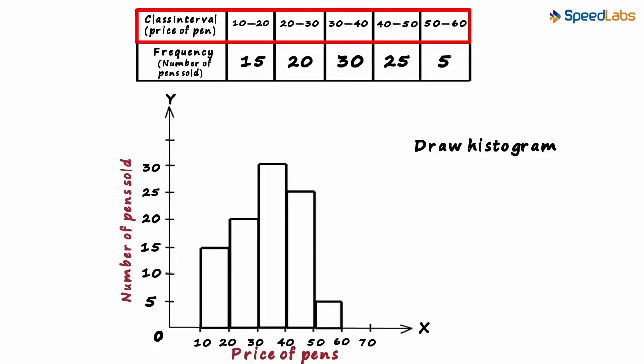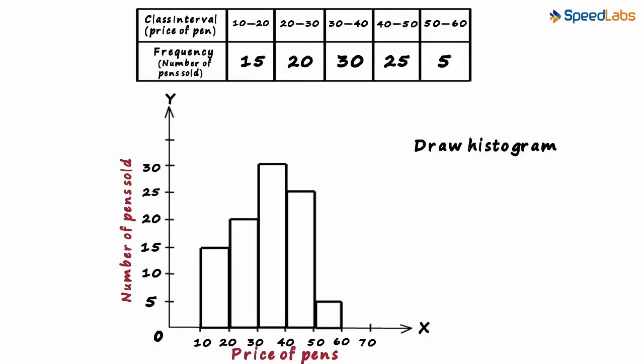We have the price range of pens on the x-axis and the number of pens sold, that is the frequency, on the y-axis. The first bar tells us that 15 pens of the first category were sold. 20 pens of the second category were sold, and so on. The important question is, how do we get the frequency polygon?